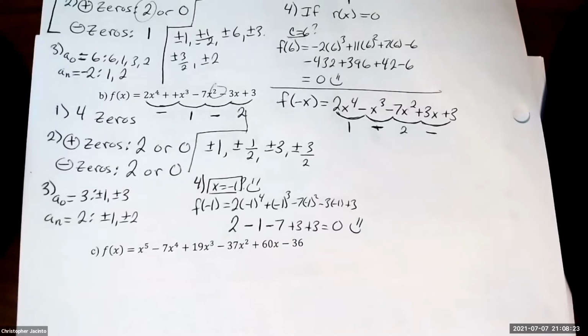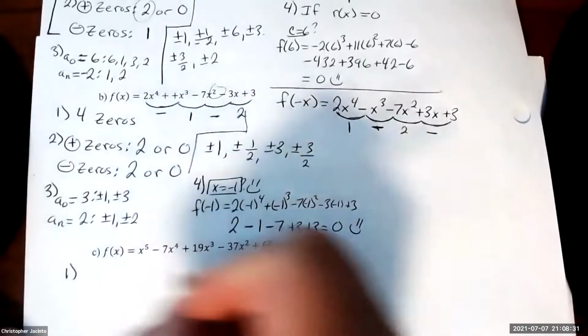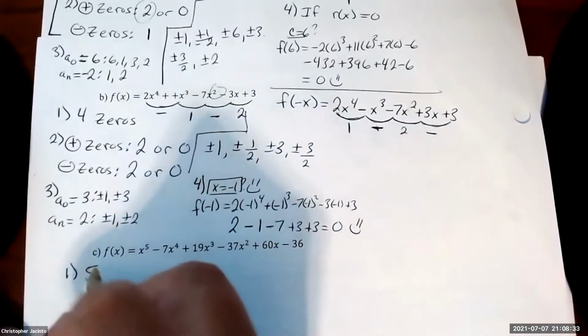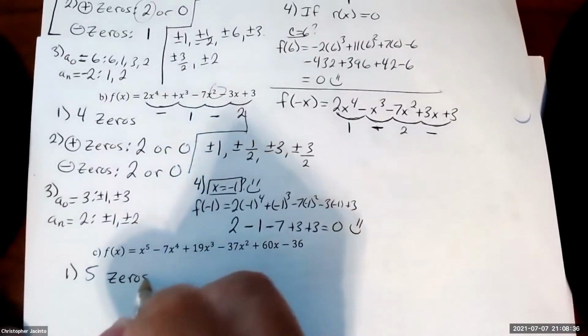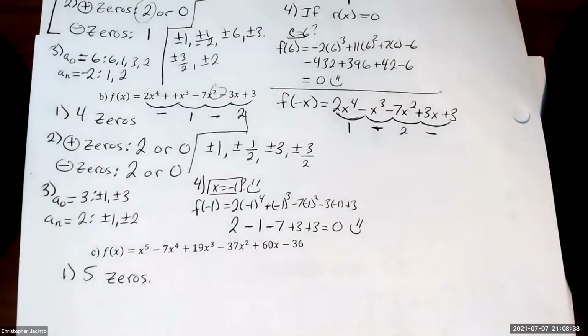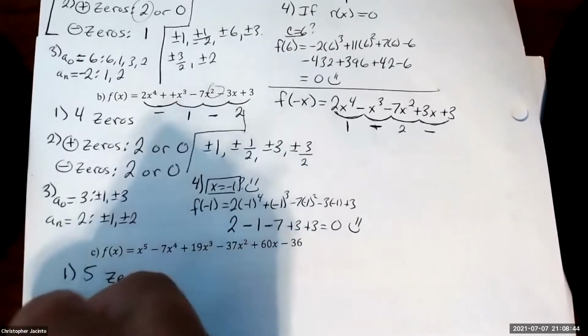Okay. Step one. What's the degree, right? So in this case it is 5, so we are going to have 5 zeros. So this is going to be a long process with 5 zeros. All right, next up, we're going to do Descartes' rule of signs.